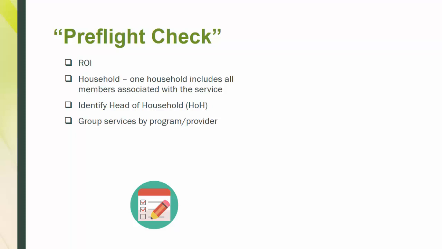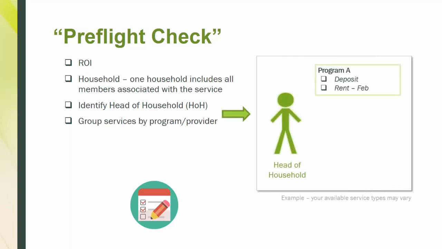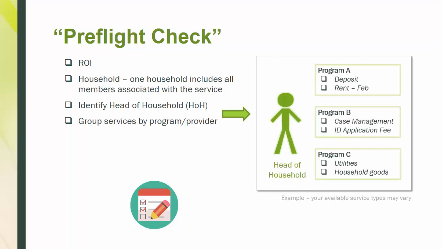Identify the head of household of the recipients or the single recipient, and then group the services by program. Here's an example on the right. Feel free to reach out to your agency admin if you have questions about the programs applicable to your agency. In a general workflow, the minimum elements you need to know are the service provider, the service dates, and the type of services that were performed. We'll cover more about these shortly.